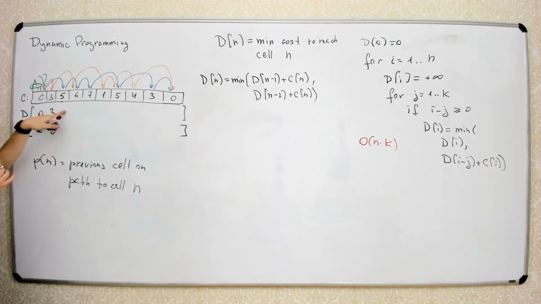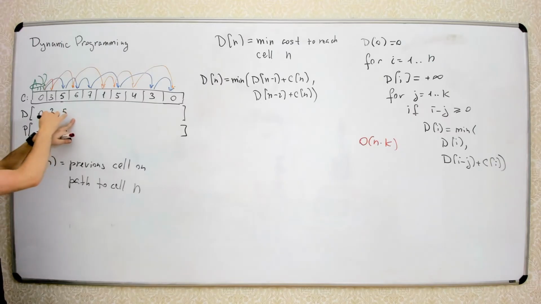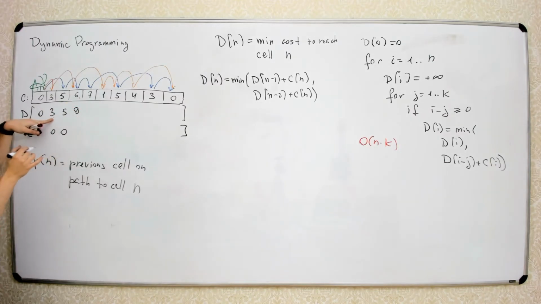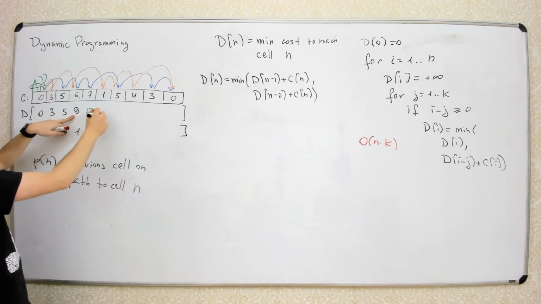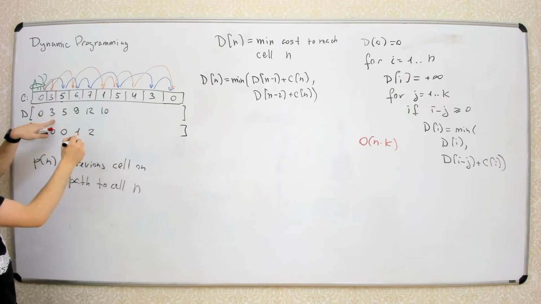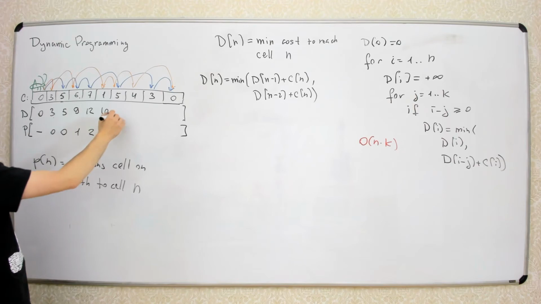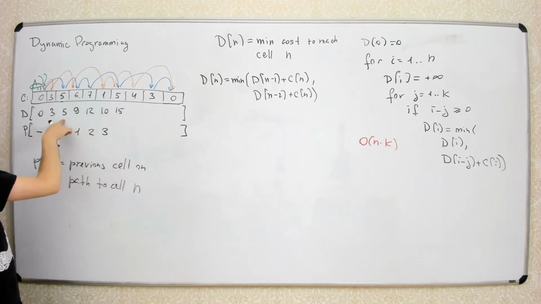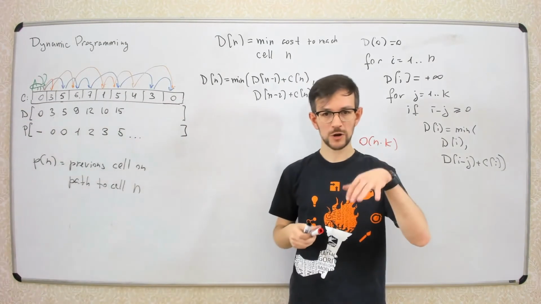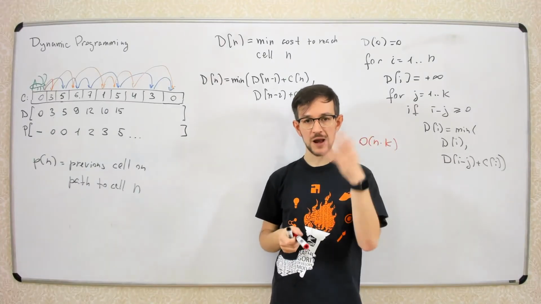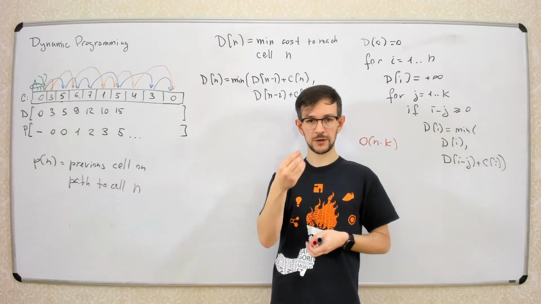Now for this element we jump from here, so the value will be 5 and the previous element will be 0. Now for this element we jump from here, so the value will be 3 plus 6, it will be 9, and the previous will be this element, so 1. Here we jump from here, so it will be 12, the previous one will be 2, and so on. Here it will be 10, and here it will be 15, the previous one will be 5, right? And so on. So just maintain two arrays. The first array calculates the optimal value, and the second array calculates the previous element to achieve this optimal value.